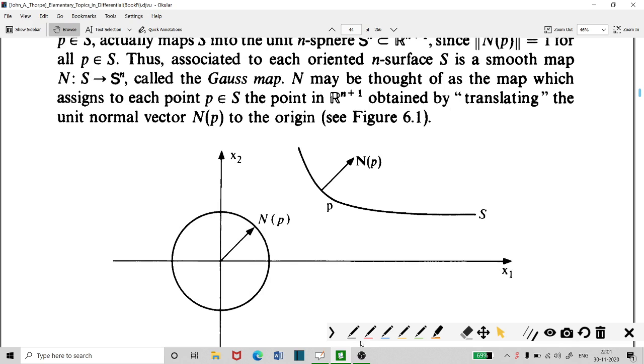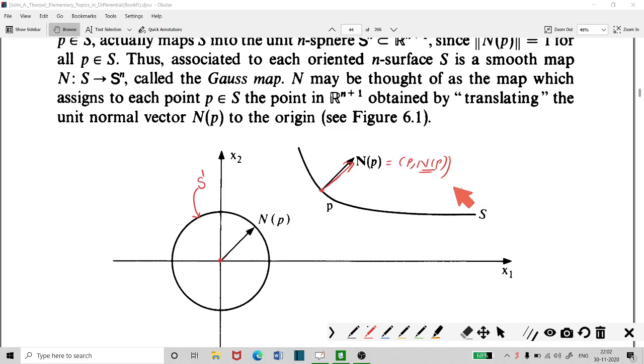This is one of the examples. Consider this surface in R2; this is our S1, the unit circle. When you consider each point p of S, you consider N(p). This N(p) is the vector defined at this point. So you translate this vector to the origin, and you get this vector.